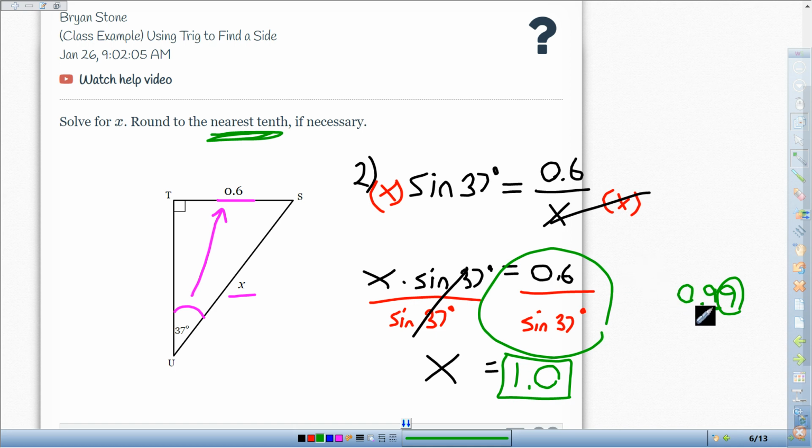Okay, so that's kind of a unique thing. We don't normally have a 9 that rounds up, but when it does, it'll round this number up as well. So it's a little weird. Okay, so you have 1.0. You can type that in.